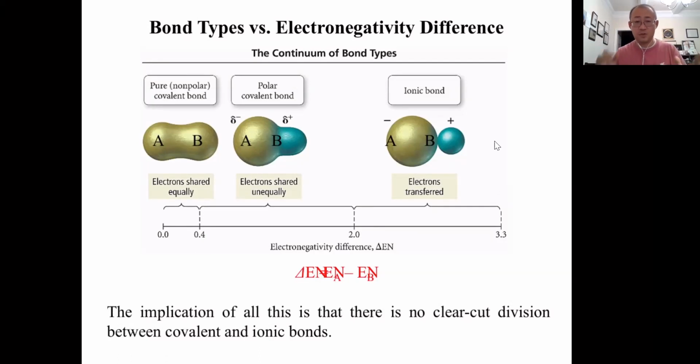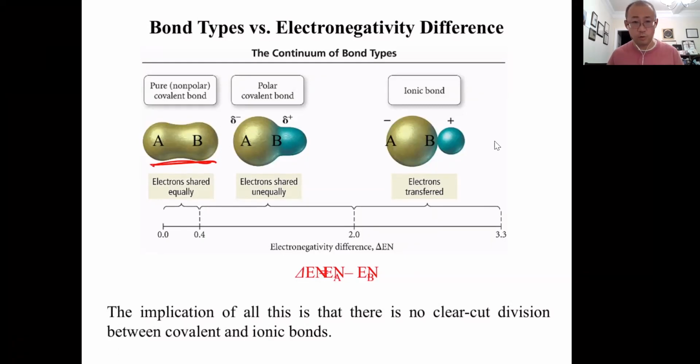If the difference in electron activity is between 0 and 0.4, then these two atoms, A and B, will share electrons equally or close to equally. If that's the case, you can see that the electron clouds are equally distributed on A and B, and we call that bond a nonpolar covalent bond. Again, a nonpolar covalent bond is when A and B share electrons equally or close to equally.